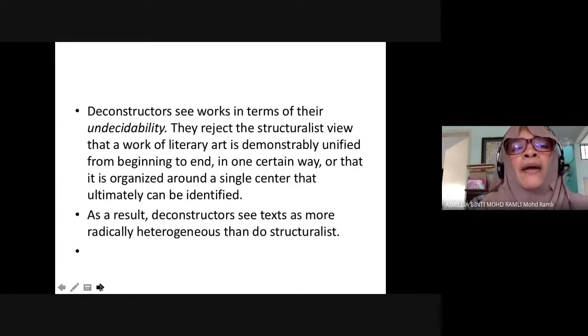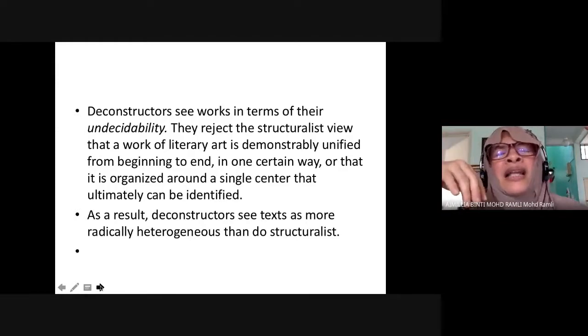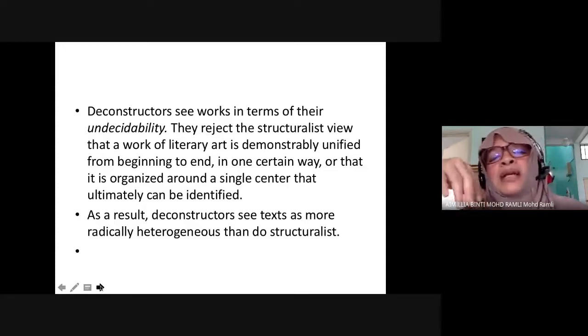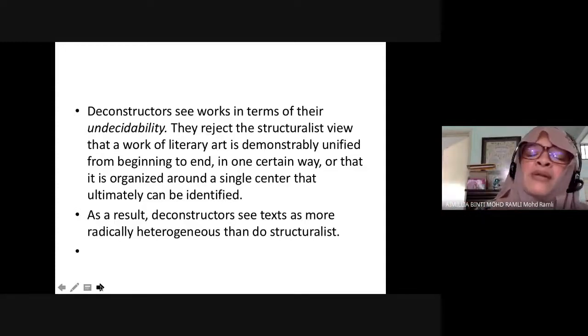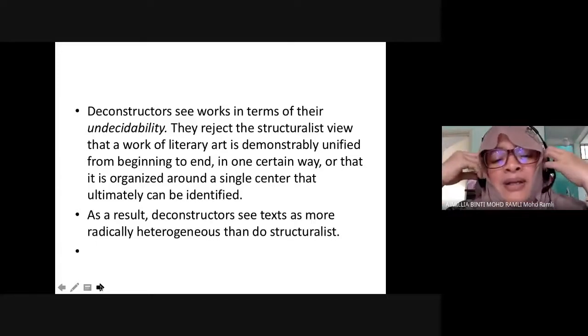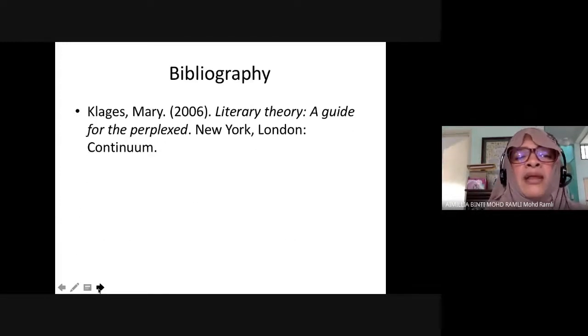Deconstructors see works in terms of their undecidability. They reject the structuralist view that a work of literary art is demonstrably unified from beginning to end in one certain way, or that it is organized around a single center that can ultimately be identified. As a result, deconstructors see text as more radical and heterogeneous than structuralists do.